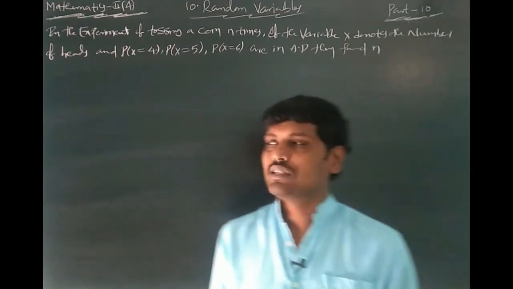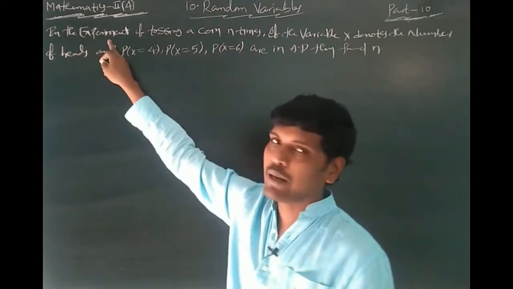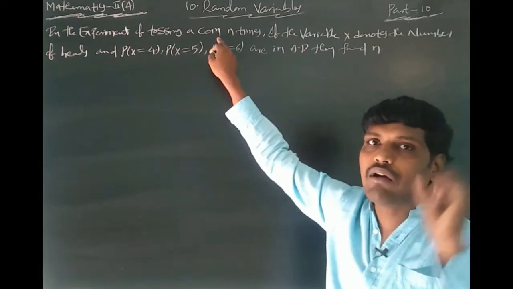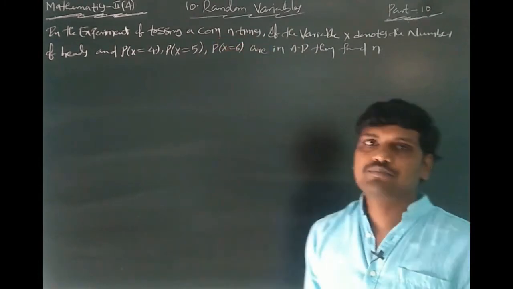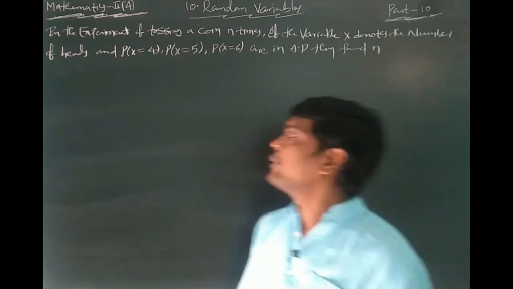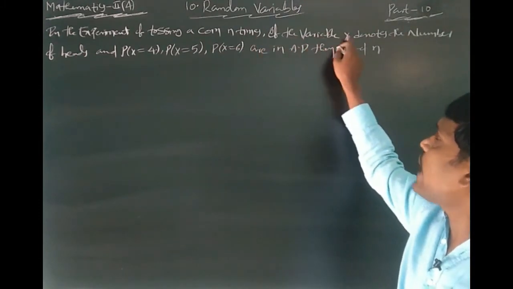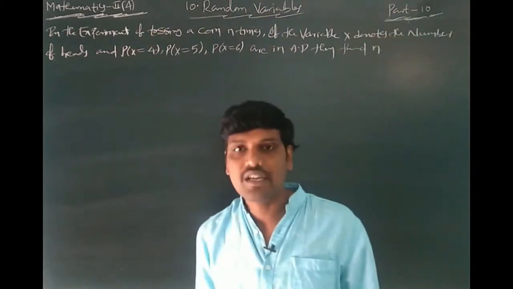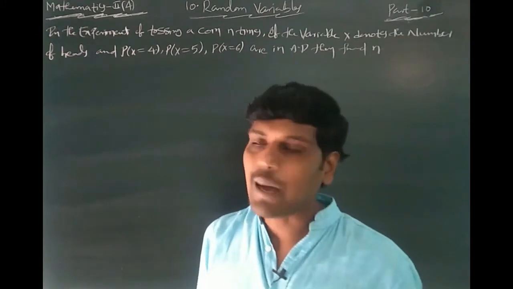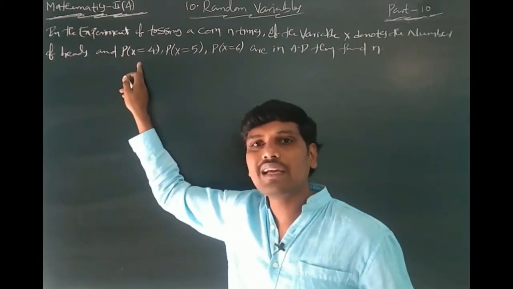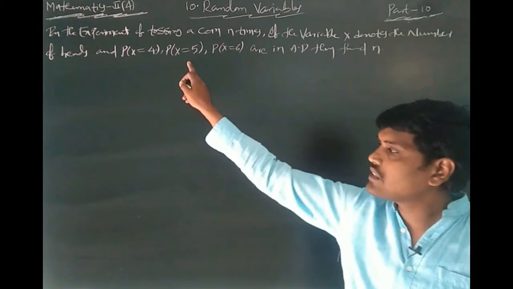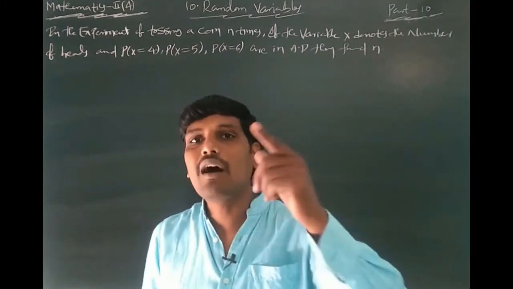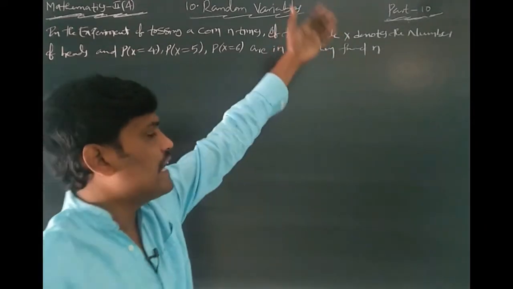What is this problem? In the experiment of tossing a coin, a coin is tossed n times. A coin is tossed how many times? n times. If the variable capital X denotes the number of heads, and P of X equal to 4, P of X equal to 5, P of X equal to 6 are in AP, that is arithmetic progression, then find the value of n.